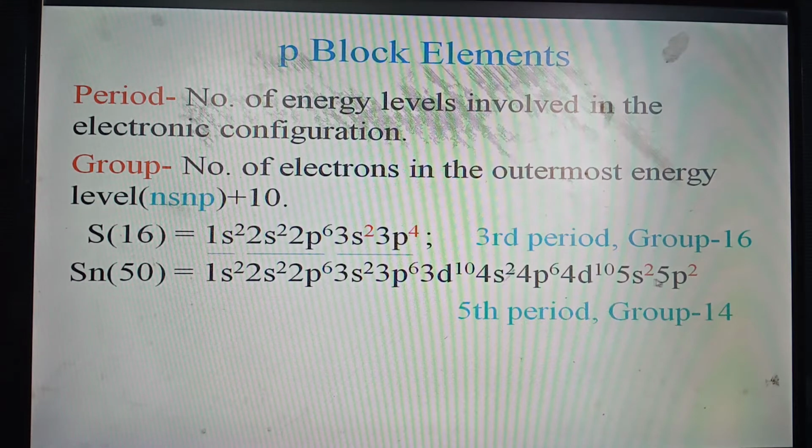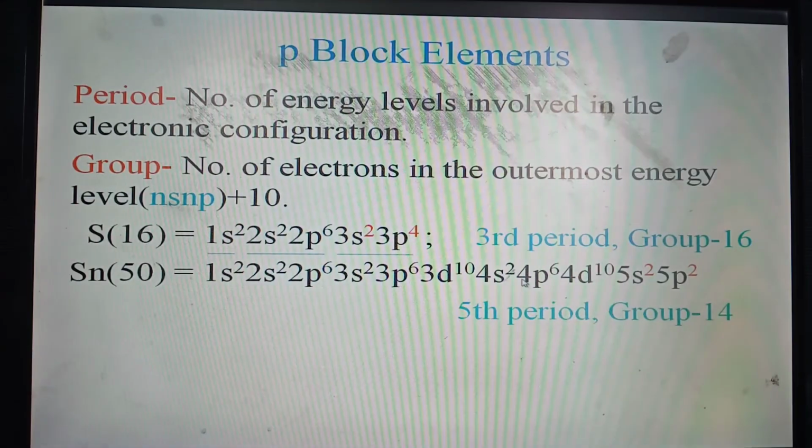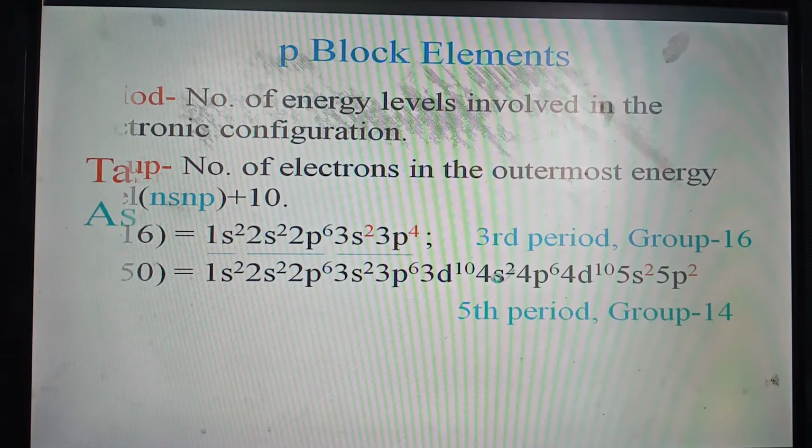Then the outermost energy level, that is the fifth energy level, contains a total of 2 plus 2, 4 electrons. You have to add 10 with 4 and you will get the group number 14. So tin is placed at the 5th period and group 14 of the periodic table. Let us see the position of tin. It is the 5th period and group number 14. This is the position of tin.